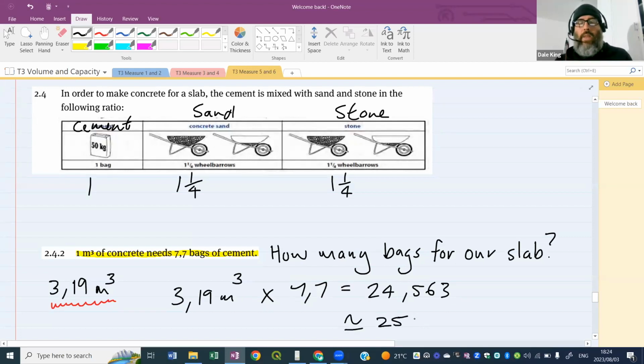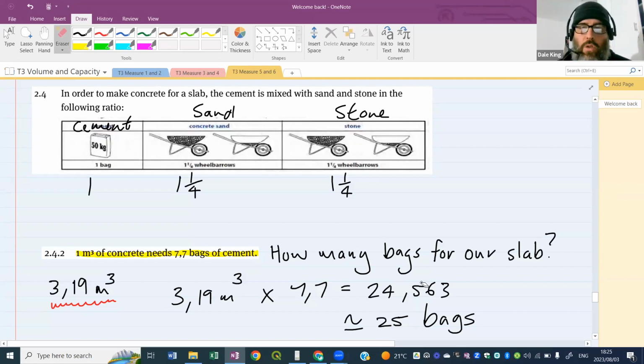Why are they making it a whole number? Because we're assuming that when you buy these bags, you can't buy 0.563 of a bag. So yes, I totally understand if you say make it 25 bags. I would also buy 25 bags for this job, because you can't buy 0.563 of a bag. You have to buy another bag. So it's 25 bags, and this is correct.